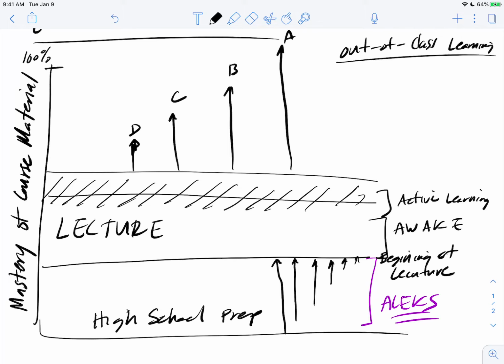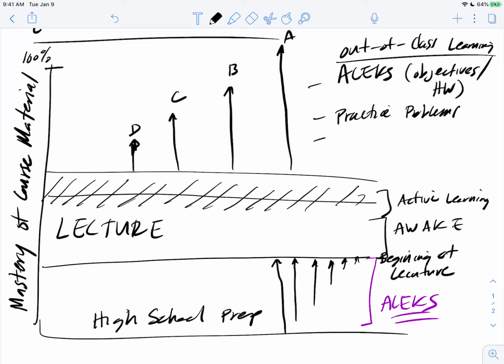And that can take many shapes and forms. So we can continue using Alex, both in the learning objectives and with the homework assignments that are provided. We also have practice problems that are assigned. We have old exams and quizzes to provide you high-level type problems. There are different resources, such as going to the chemistry center to just talk about the material.